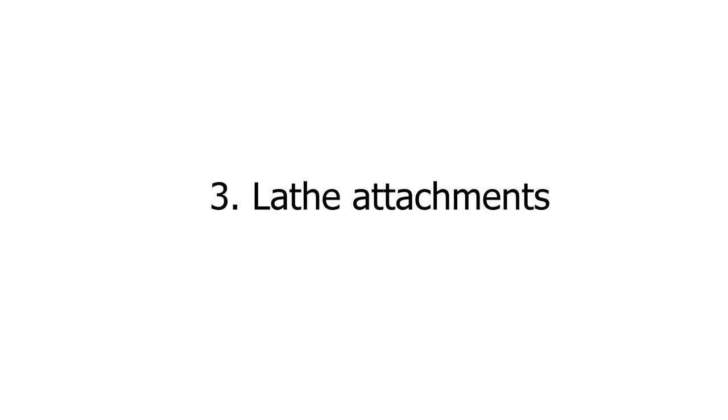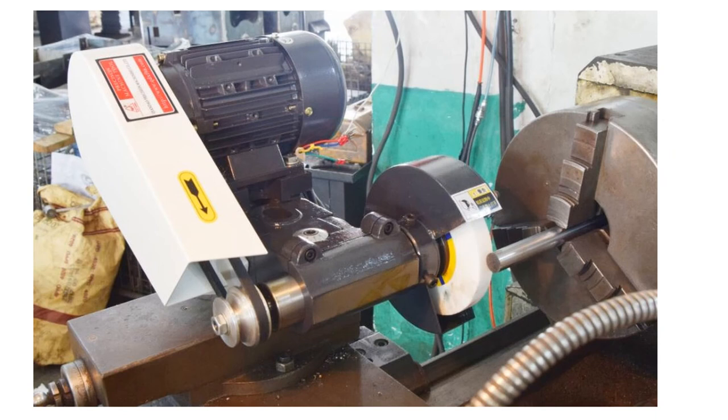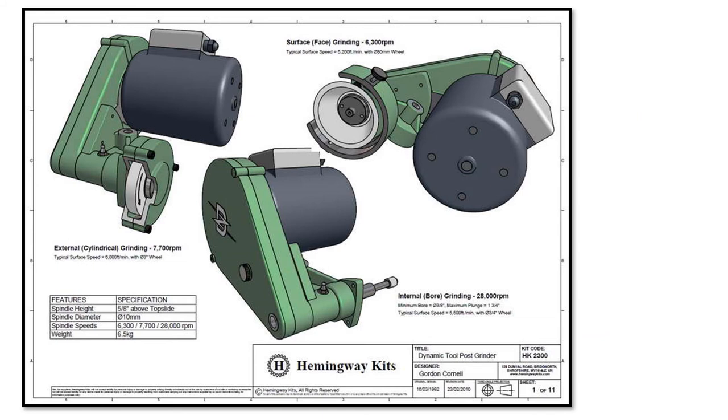Section 3. Lathe attachments. Taper turning attachments can be purchased from the original equipment manufacturers or as an aftermarket accessory. Taper turning attachments for tailstocks can also be used to extend tailstock's offset amount. Tool post grinders can be bolted onto the carriage, turning the center lathe into a cylindrical and internal grinding machine. Facing and taper grinding can also be achieved on a centre lathe fitted with a tool post grinder.